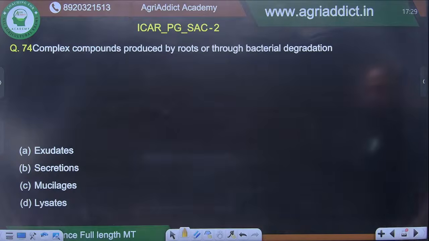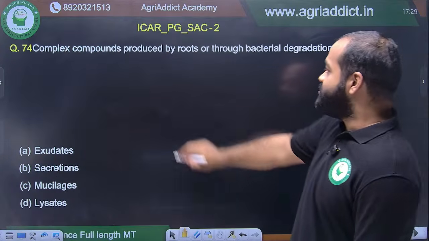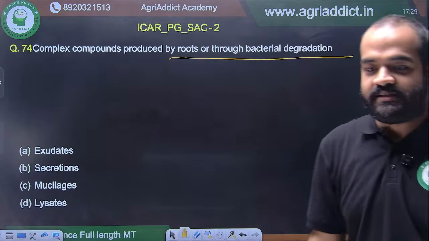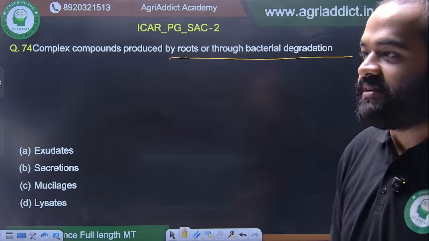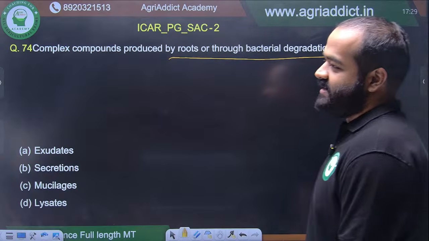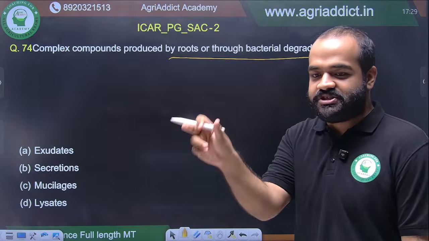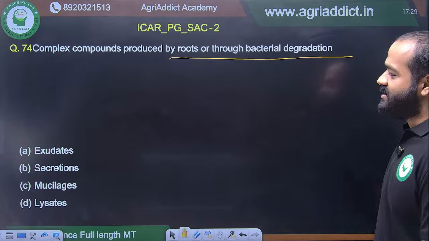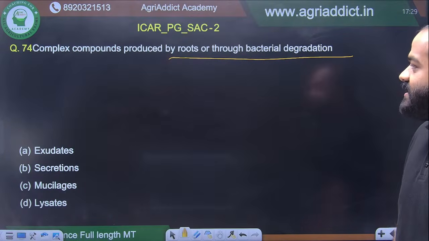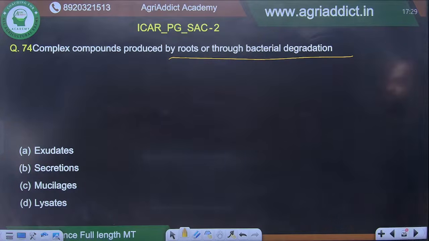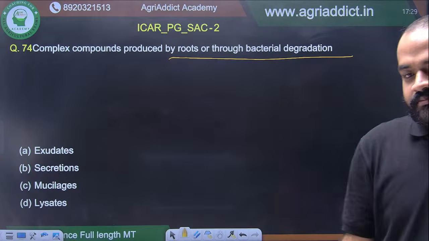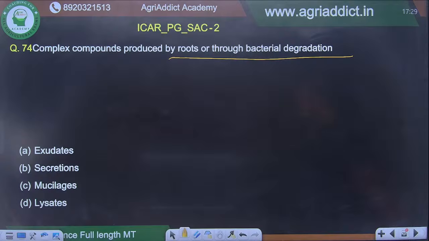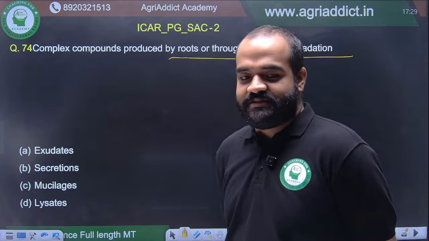All right, moving on. Complex compounds produced by roots or through bacterial degradation. This has been directly taken from old ISSS soil biology chapter, जहाँ पे खुलते ही you can see those definitions. So this is just to check your memory, how much you are thorough with your ISSS and how much you have read this. Complex compounds produced by roots or through bacterial degradation are called exudates, secretions, mucilage, lysate. Aman Kumar is saying it is secretion. It is not secretion.